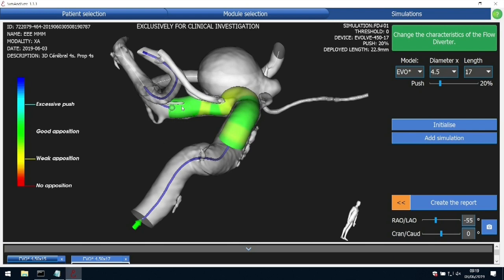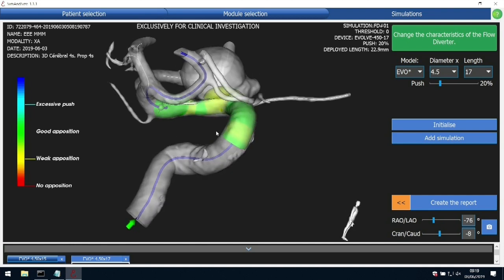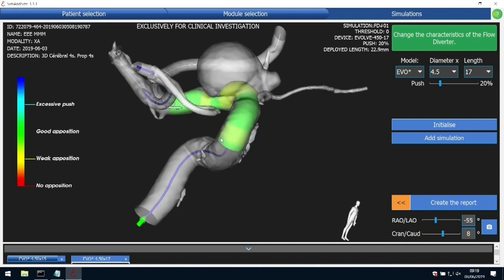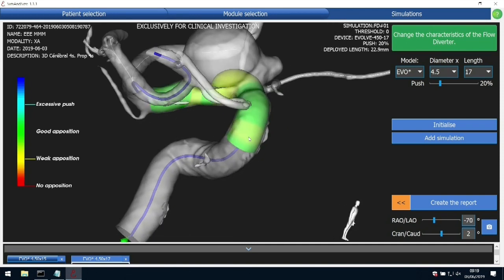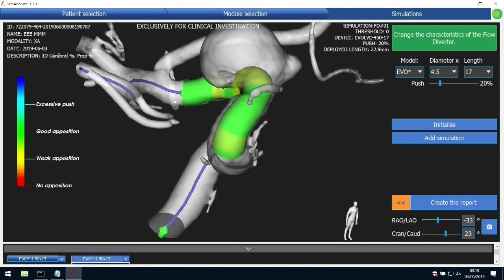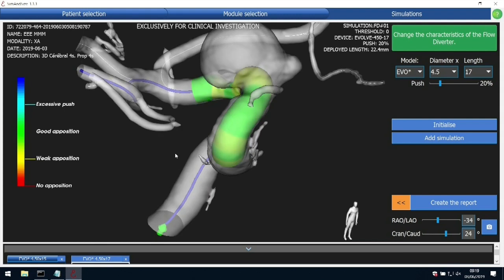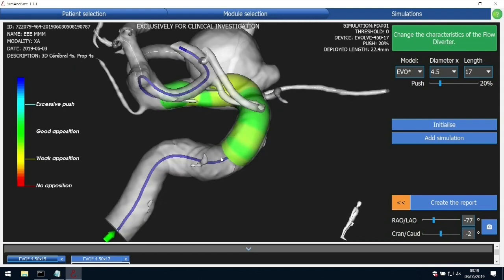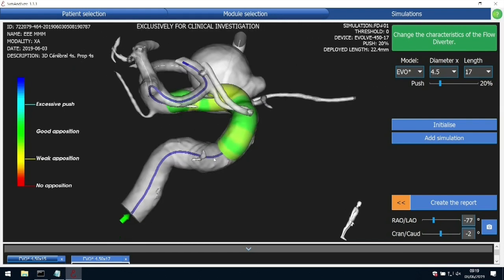As long as it is green, then you get a very good wall position, especially distally and proximally. Of course, you don't have a proper wall position at the level of the neck. This is normal because there is no constraint for the flow diverter. So we placed it proximal to the anterior carotid artery. You can have it shorter, and automatically the flow diverter will simulate where you should have the landing position.